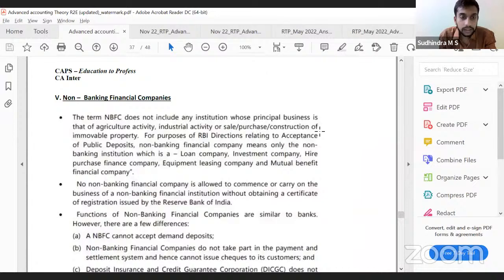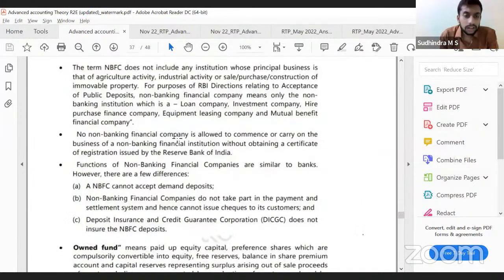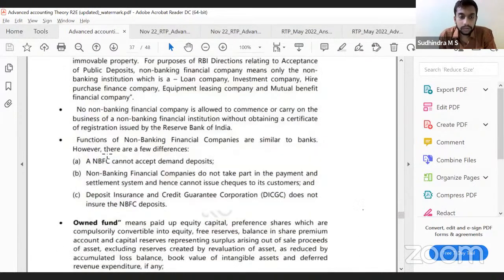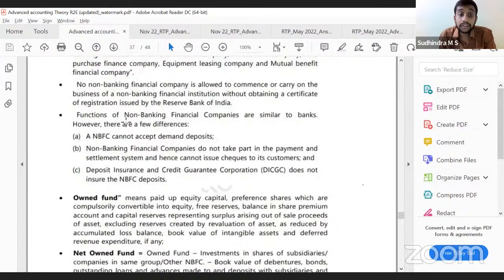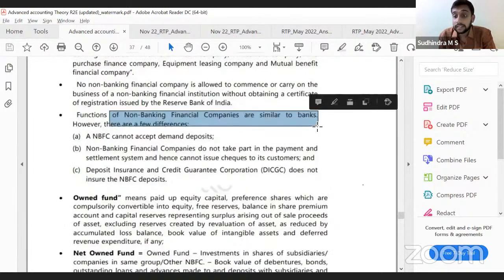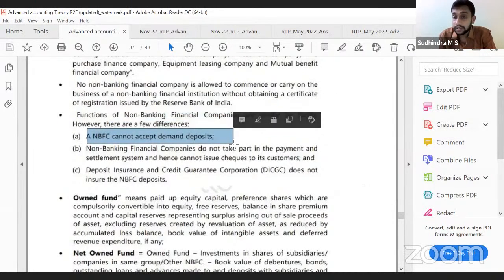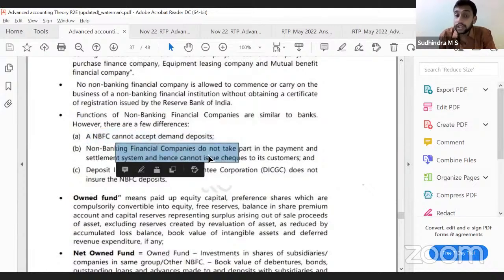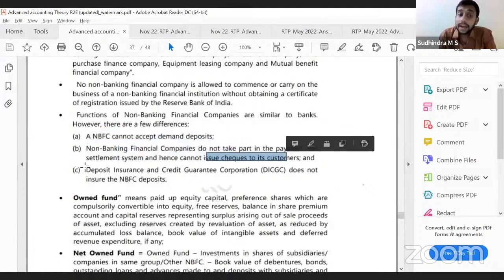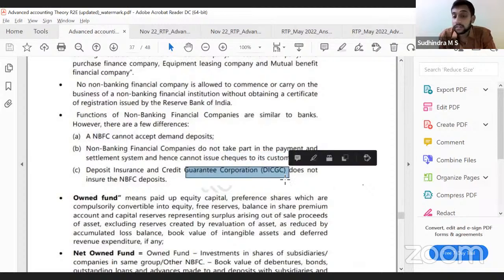Okay, this is banking. NBFCs, these things again, fine, no problem, not so important. Difference between NBFCs and banks can be asked, right? Difference between NBFC and banks. NBFC cannot accept demand deposits. NBFC do not take part in the payment and settlement system, so they cannot issue checks to customers. And DICGC insurance is not covered for NBFC deposits. These are the four differences, right? Important, can be asked in the exam.